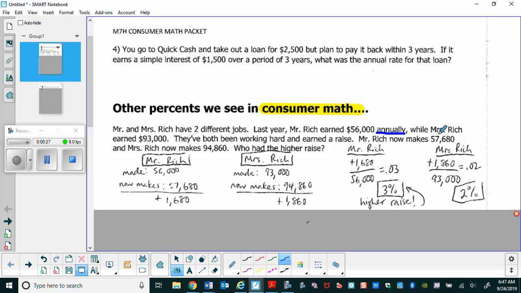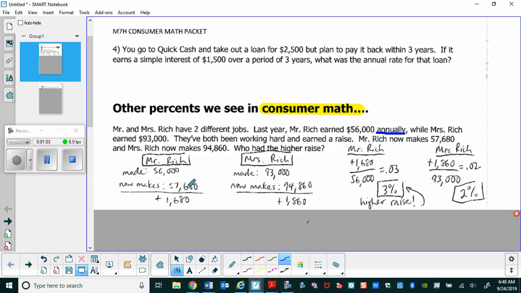Mr. Rich now makes $57,680 and Mrs. Rich now makes $94,860. We want to see who had the higher raise. It's easy to see that Mr. Rich made $56,000, and if he now makes $57,680, he's got a $1,680 raise. Mrs. Rich, if she went from $93,000 to $94,860, got a $1,860 raise. So it might appear, based on the fact that Mrs. Rich is earning more money every year, that she got a better raise.